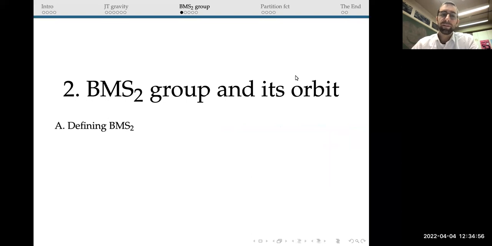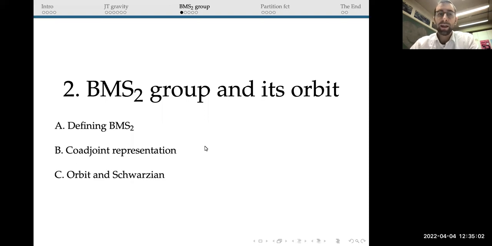So the plan here is first, I'm going to define the BMS2 group. Then I'm going to work out the corresponding coadjoint representation. And from that, I'm going to deduce two things. First, the existence of a single orbit. And secondly, a notion of BMS-Schwarzian action, which I'm then going to compare to the JT action that they've just derived.